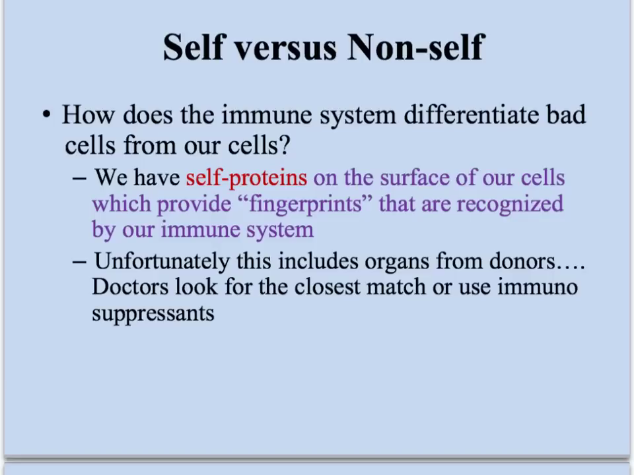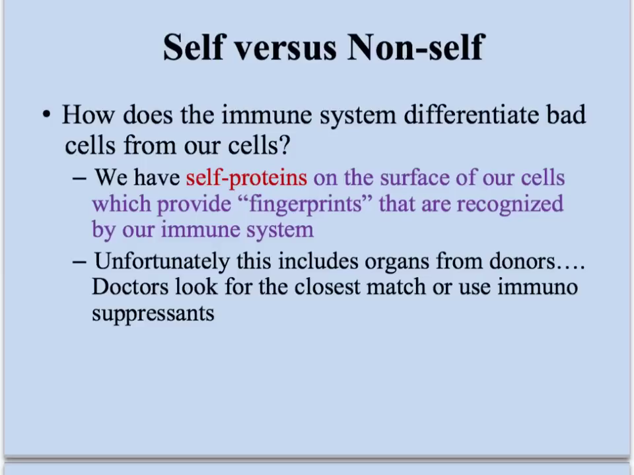Okay, so how does our body recognize our cells from bad cells or bad pathogens? That is by self versus non-self proteins. So every cell in our body has self-proteins on the surface which identify that cell as belonging to us. So these are like our body's fingerprints all over our cells. So when a phagocyte, or one of the white blood cells that walks around eating, finds one of these cells, it'll recognize those fingerprints as self and it won't eat it.